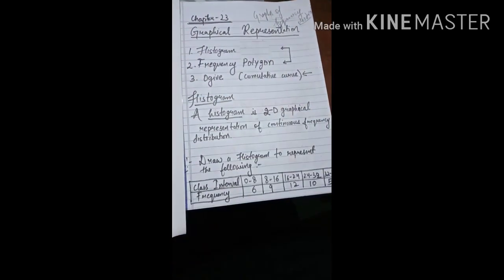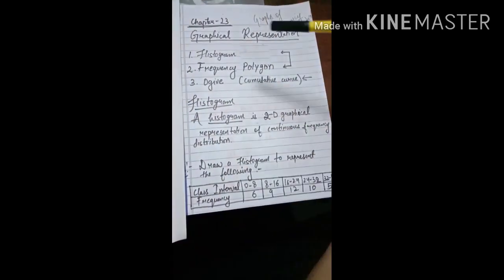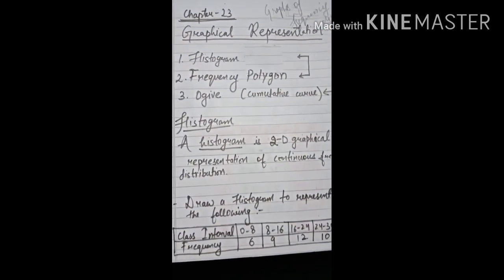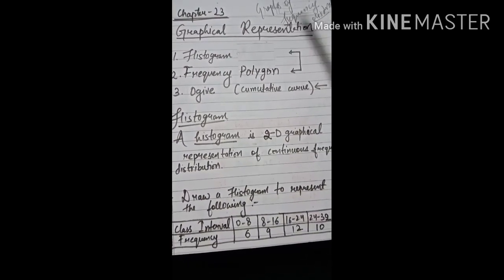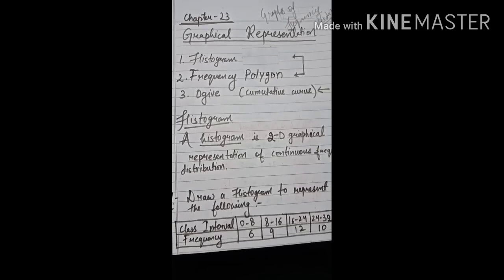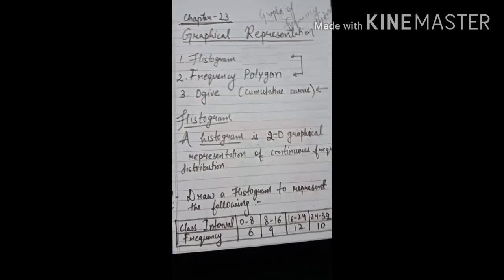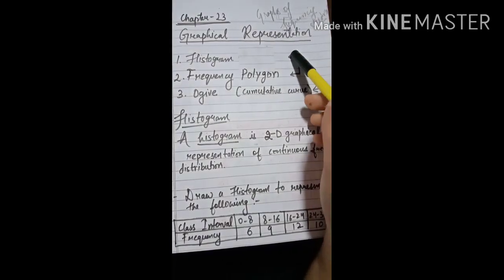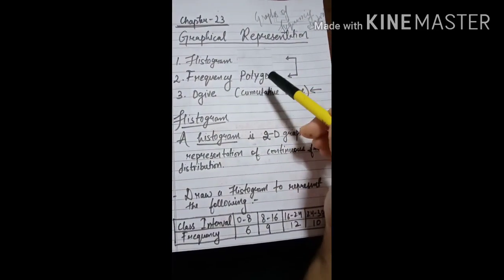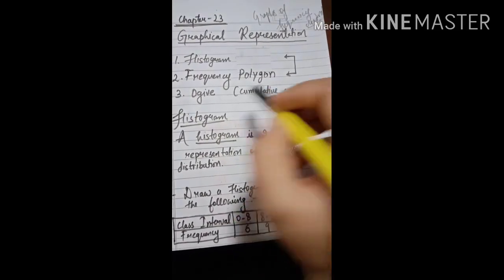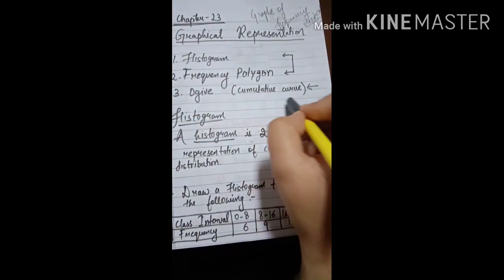Now we will study 3 graphs, that is histogram, frequency polygon, ogive. These 3 graphs are also called graphs of frequency distribution. This lesson is taught in 2 videos or 2 lectures. The first lecture contains histogram and frequency polygon, and the other lecture contains ogive, that is cumulative curve.